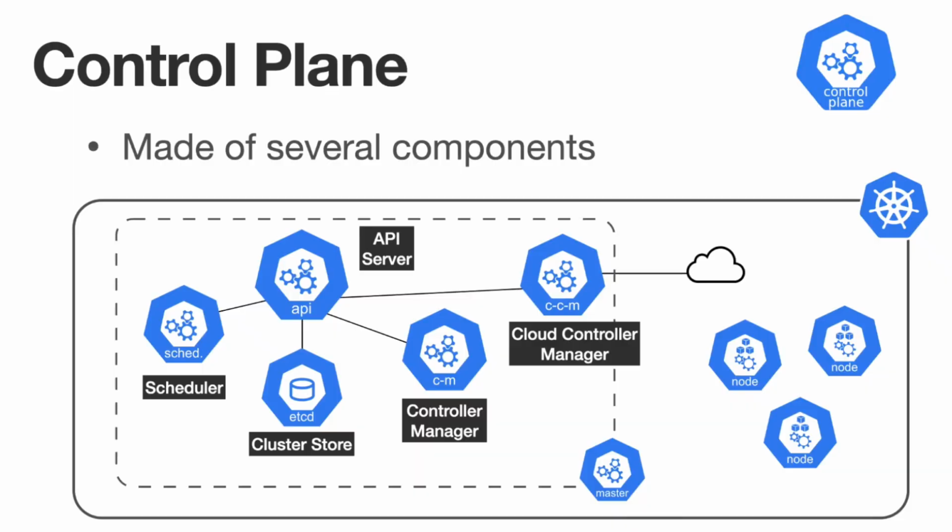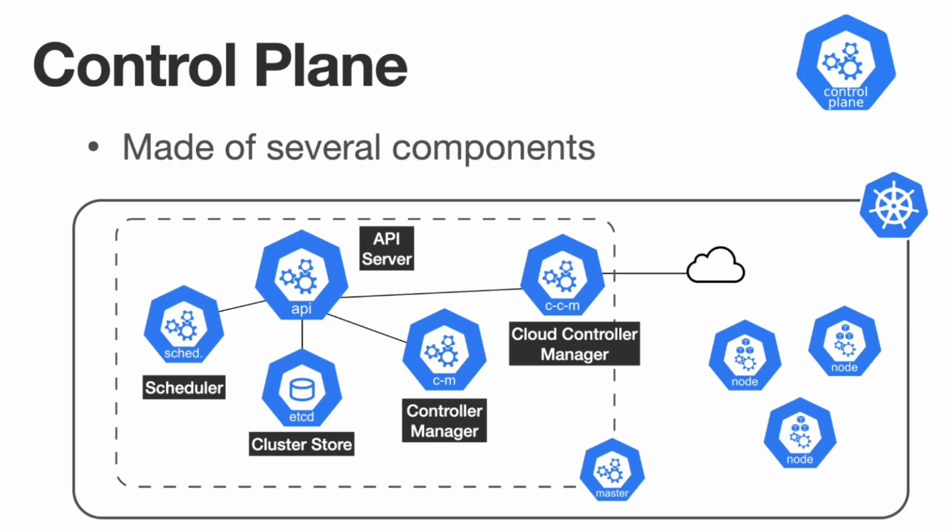Now, inside the master node, there's something called the control plane, which has the important components that control how a cluster works. So we have the API server. This is where you send a request to tell the cluster what to do. Scheduler. Think of the scheduler as the organizer. It decides which computer in the cluster should run each task.